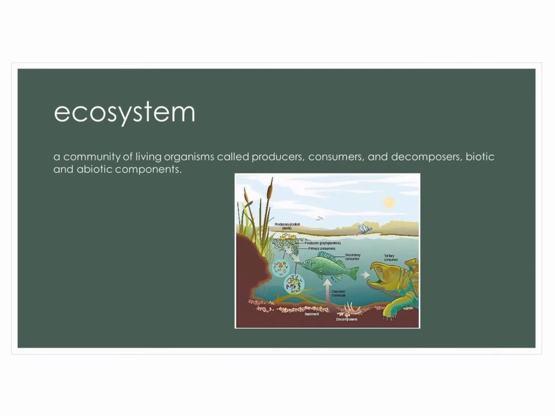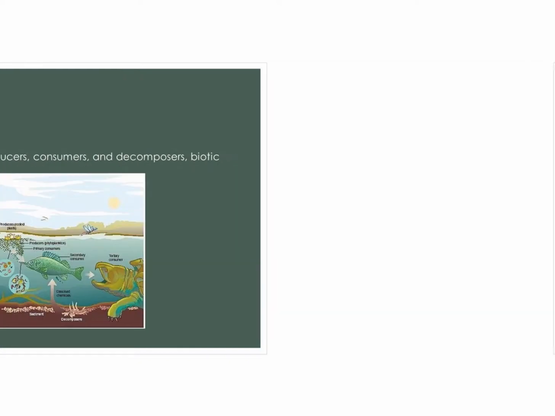An ecosystem is a community of living organisms that includes producers, consumers, and decomposers, and biotic and abiotic components. So producers and consumers and decomposers are all things that eat or live. Biotic is living organisms, and abiotic is factors that are not living or never had lived.